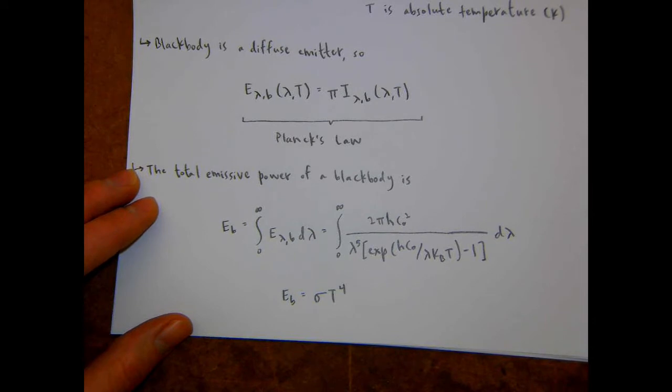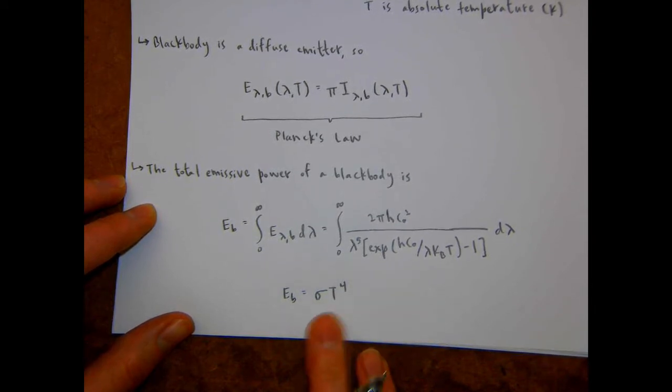So it comes from the spectral intensity of the black body. It's diffuse, so we don't have to specifically integrate over the directions. And then we integrate over all the wavelengths, and that gives us sigma T to the fourth.